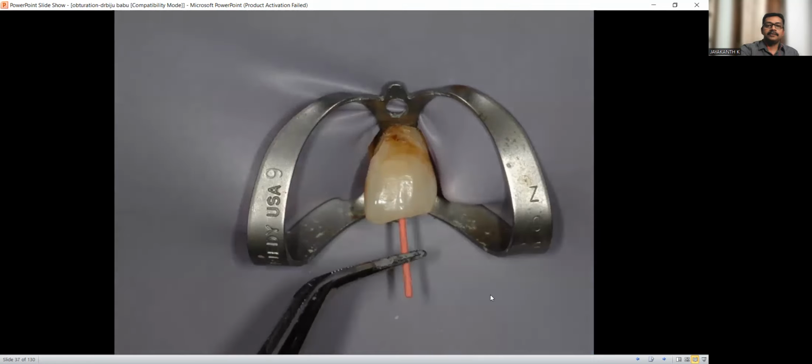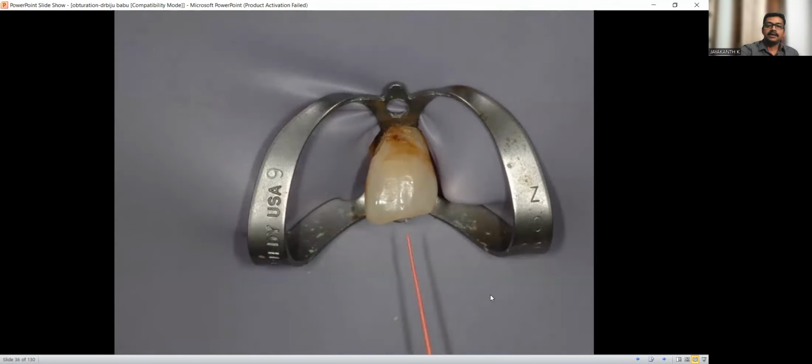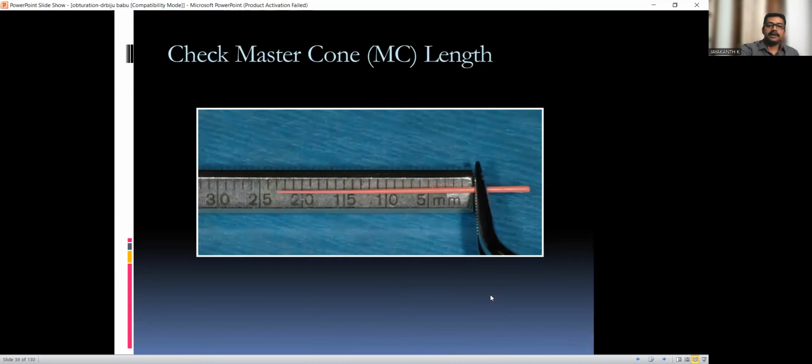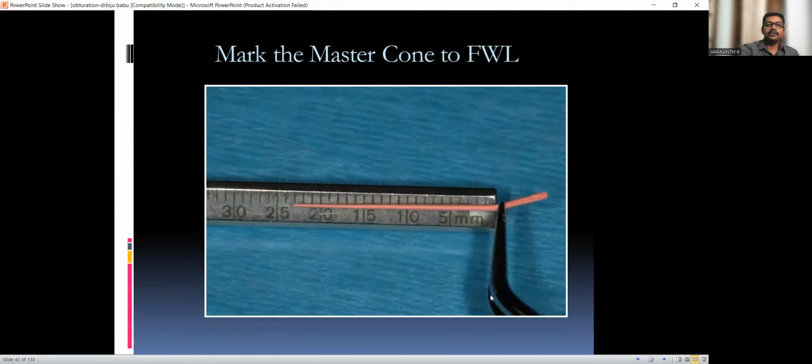So in the following diagrams, the lateral compaction obturation technique is explained. First of all, select the master cone corresponding to the master apical file. Check the master cone for its correct working length, and make a mark on the coronal part of its end with the reference point of the tooth. And if the master cone fits the full working length, you are ready to obturate.